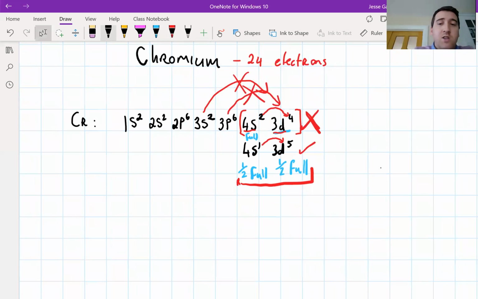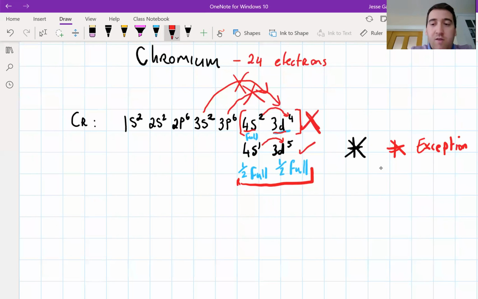So the first thing I would advise you to do is take down this configuration for chromium and put a mark beside it, like I have a star, and say this is one that we might call an exception to the general rules, or a strange one, if you like. I call them the strange ones. And because it's the strange one, they love to ask about this in the exam. So this is a good one to really practice writing down.